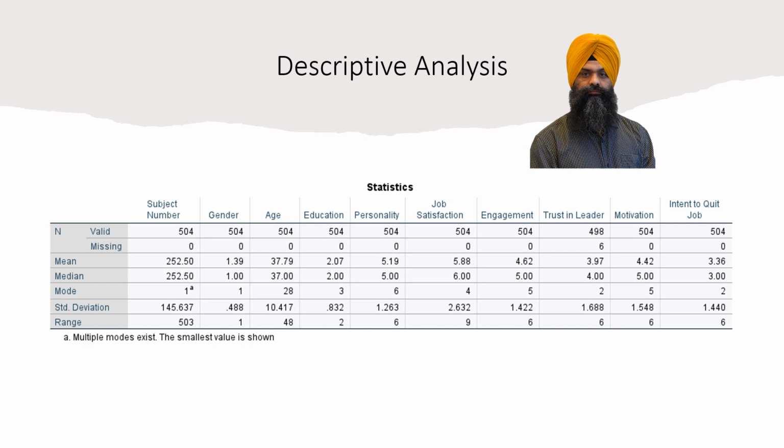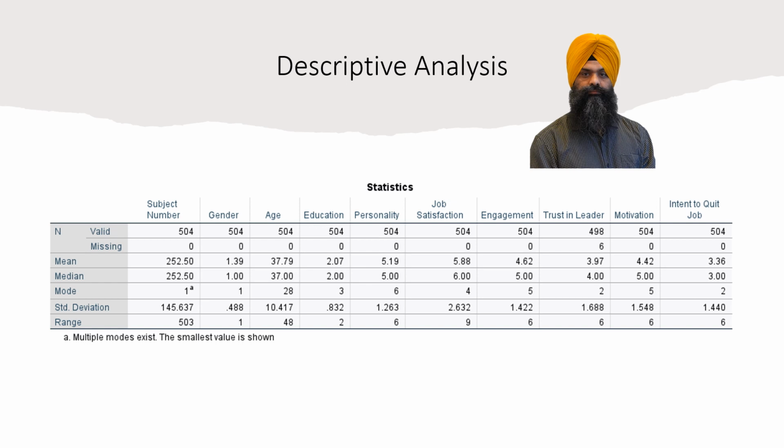Mean values for the variables are: subject number 252.50, gender 1.39, age 37.79, education 2.07, personality 5.19, job satisfaction 5.88, engagement 4.62, trust in leader 3.97, motivation 4.42, and intent to quit job 3.36. Median values generally align closely with the means. Mode value represents the most frequent occurrences within each variable, with multiple modes noted for some variables.